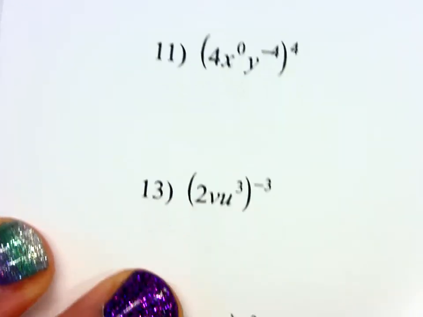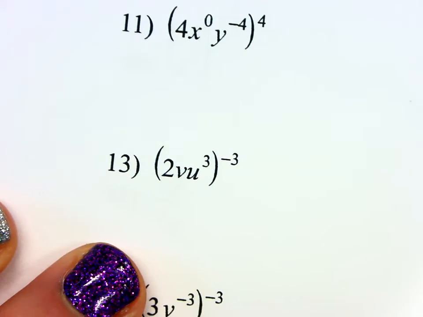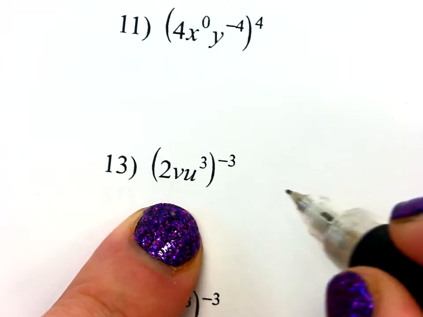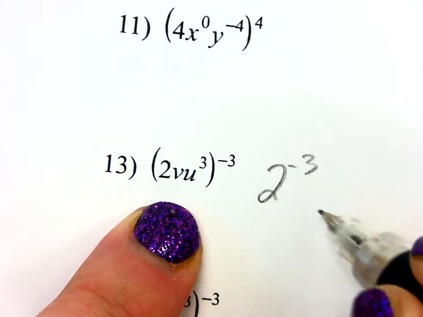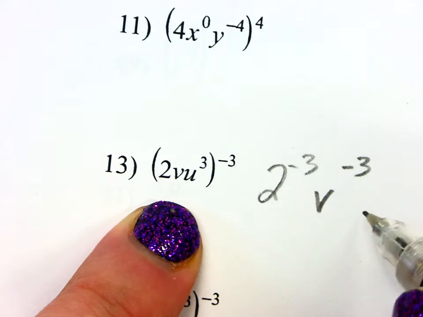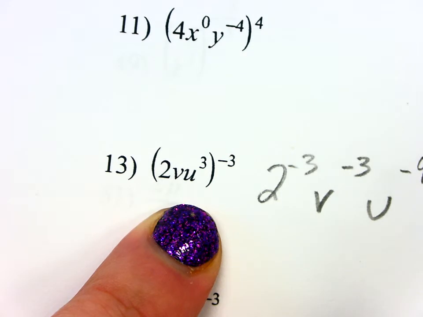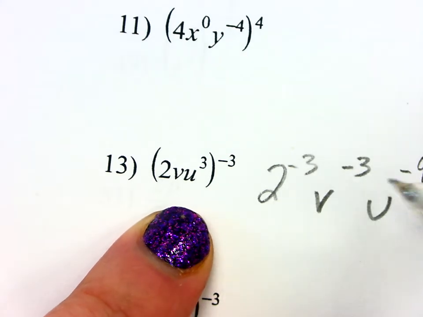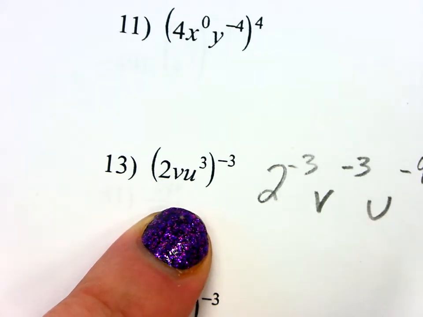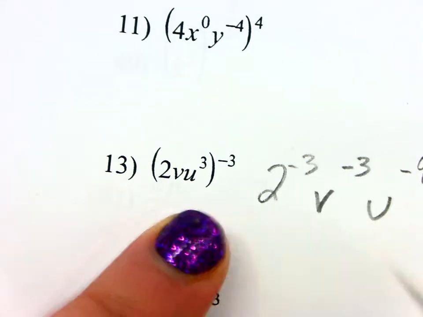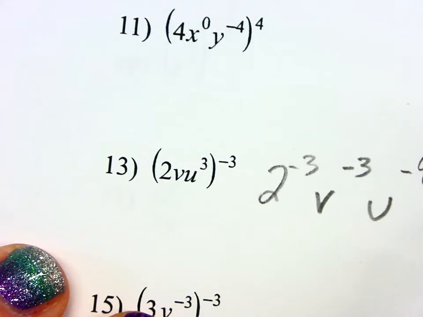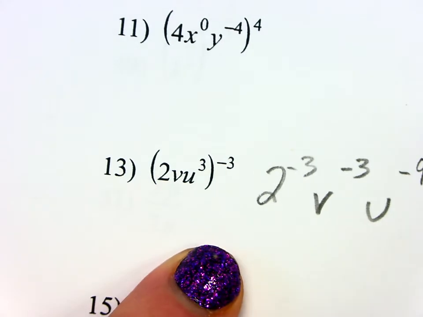Number 13 real quick. Now I'm raising a whole bunch of things to the negative third power. So I'm really going to have 2 to the negative third, v to the negative third, and then u to the what? Negative 9, right? Because you multiply the exponents. They're all negatives, so what does that mean for all of them? They all go downstairs. Now, you should not leave it as 2 to the third, because you know what that is. That's just 8.